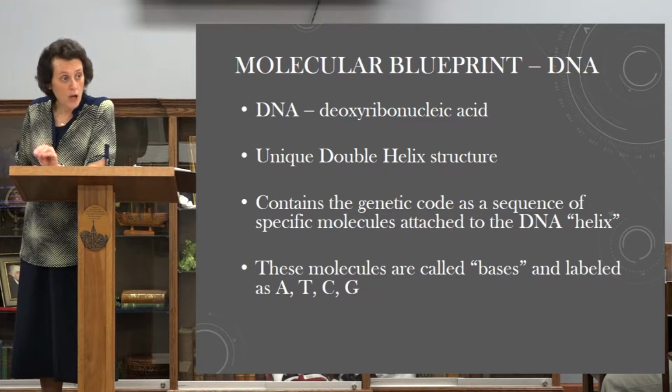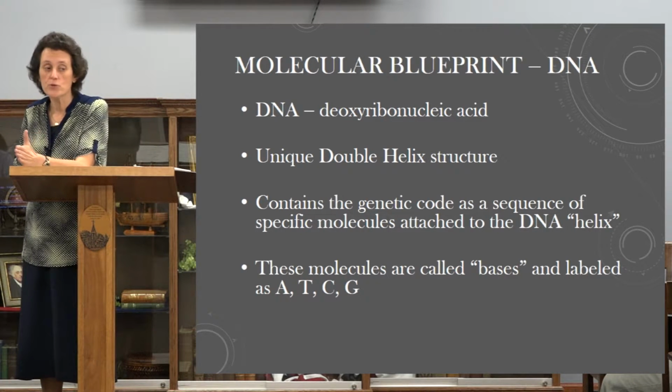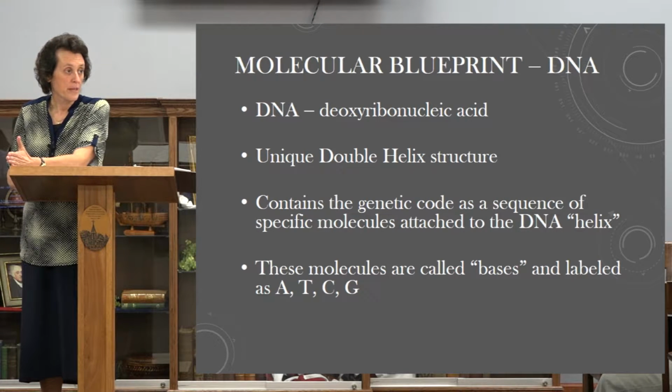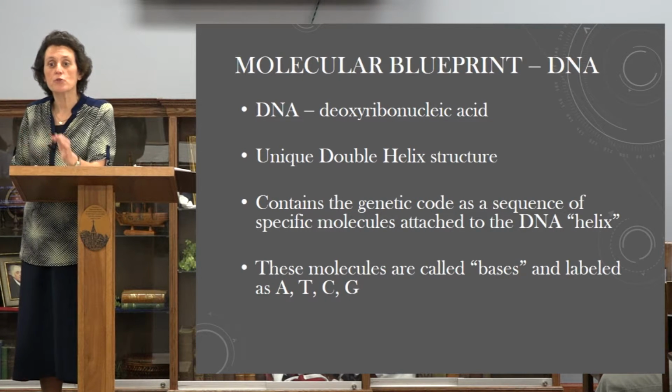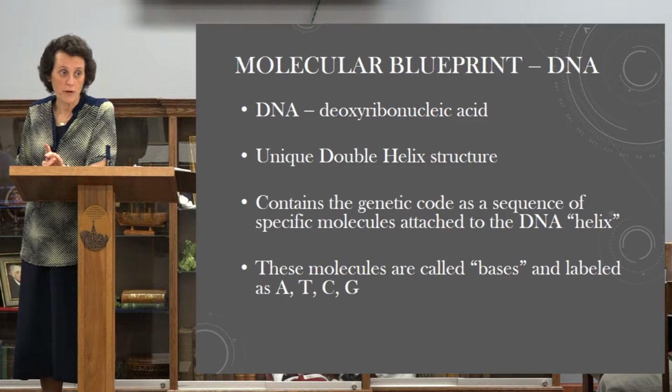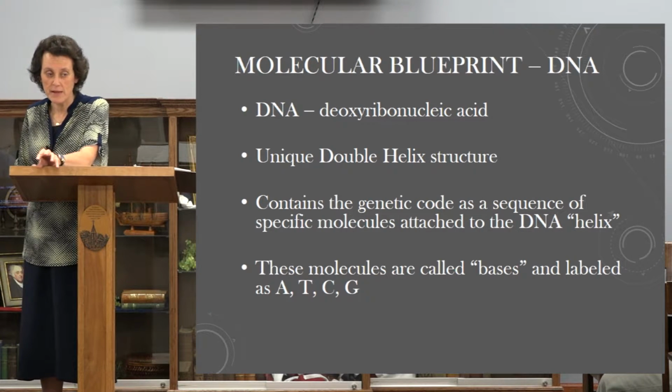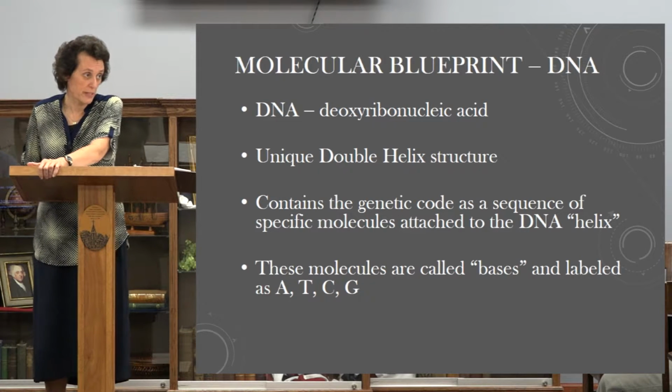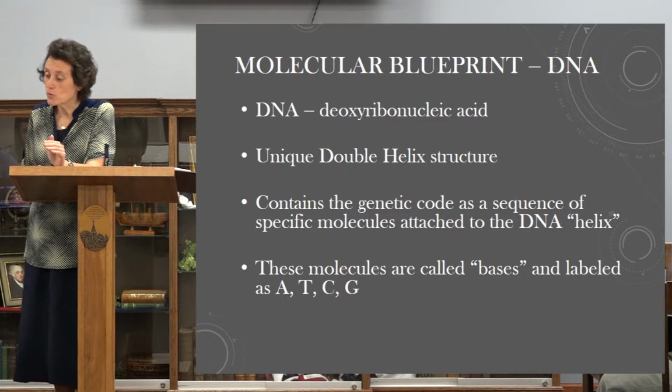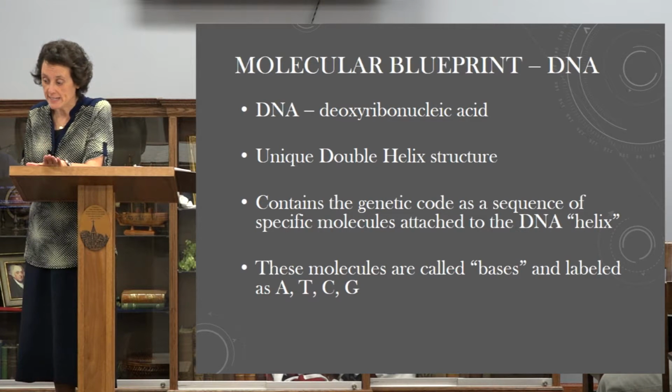DNA is a code that exists in the sequence of those nucleotides. And that code exists in triplets. 3 letters code for each building block that makes a protein. Those building blocks are called amino acids. Okay, so the molecular blueprint of cells is the DNA molecule.